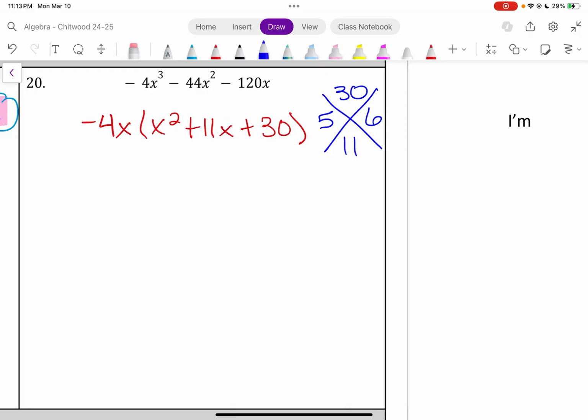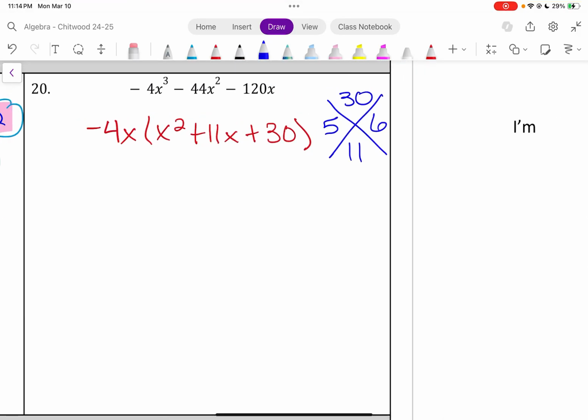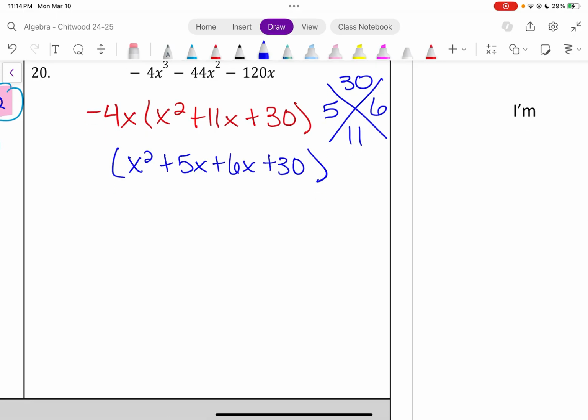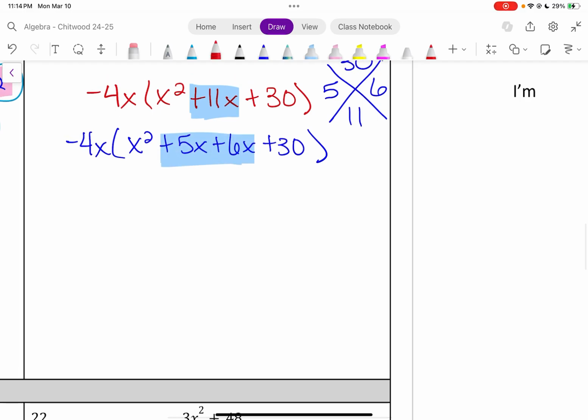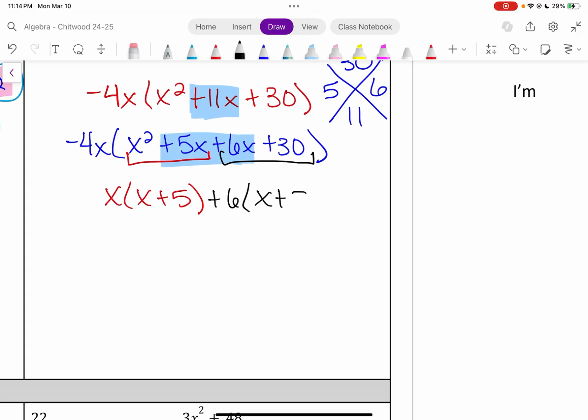So I'm going to rewrite this equation right here, but instead I'm going to write it as x squared plus 5x plus 6x plus 30. And I'm just going to write that negative 4x right in front. We'll just leave it right there. This part right here just expanded to give me this part. Now I want to take out the GCF of each binomial. My first GCF will just be x, and then on the inside I will have x plus 5. My GCF of the second one will be a positive 6, and on the inside I'll have x plus 5.